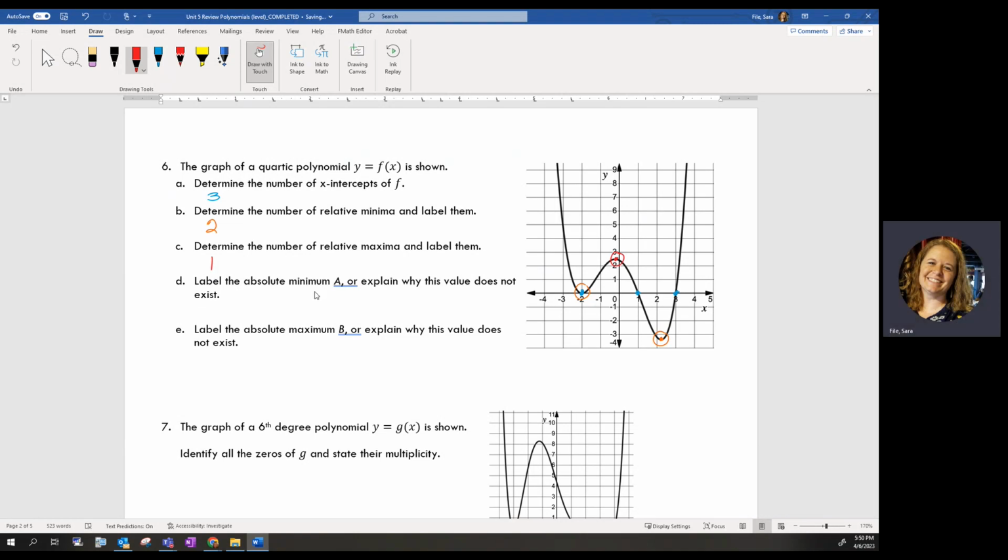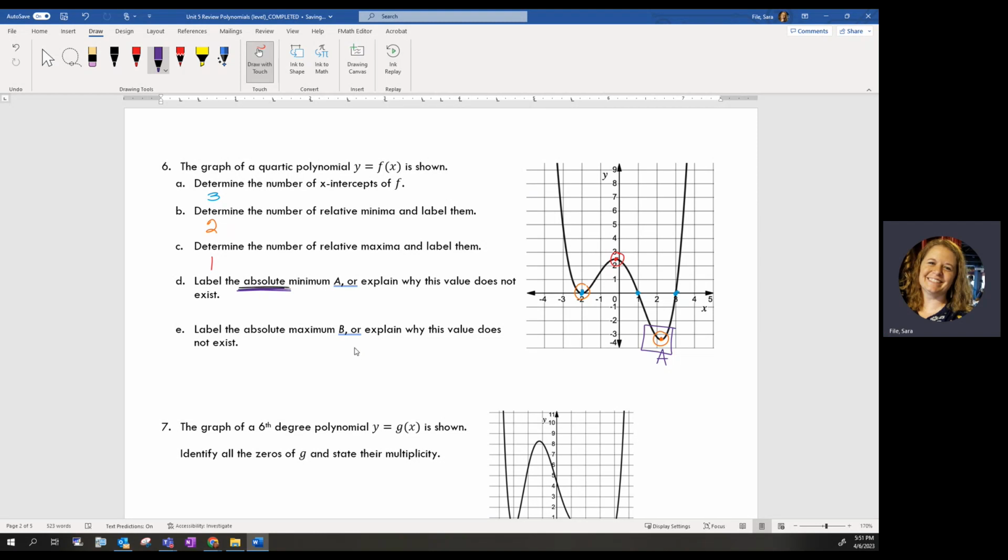Absolute minimum, A. Well, that's what we want to label the absolute. So absolute is the relative minimum that is not just a minimum relative to the points around it, but it is absolutely the lowest the graph gets anywhere. So out of these 2 relative minimum, this one is not the lowest on the graph, but this one is. It is absolutely the lowest point on the graph. So we're going to label that as A.